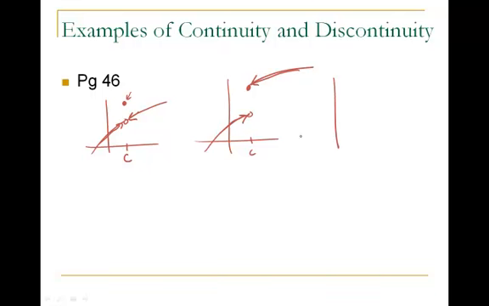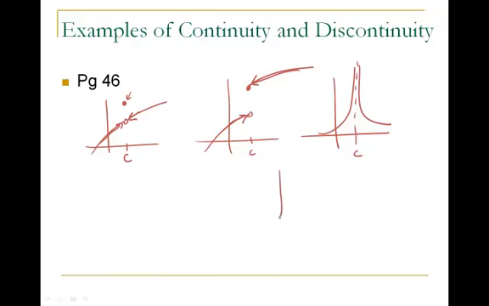The next graph shows an infinite discontinuity, asymptotic to a vertical line at c, and therefore the graph goes continuously up on the left and up on the right, but it never meets because of the asymptote.